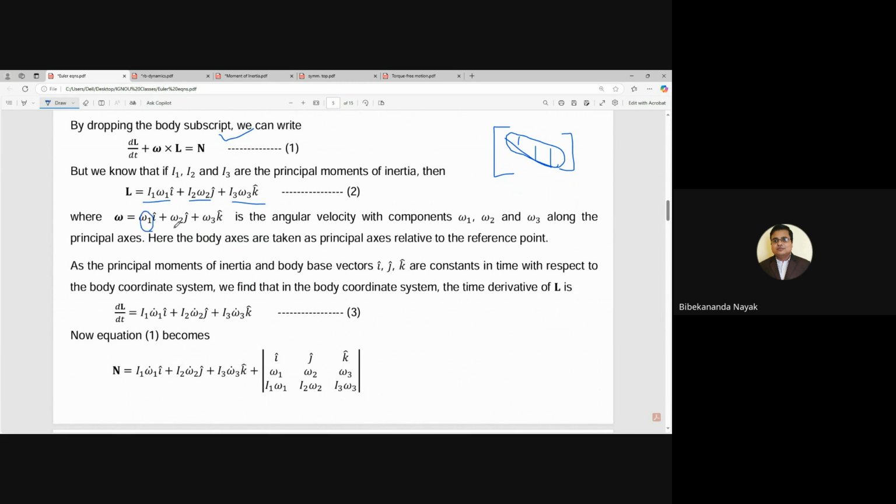The omega1, omega2, omega3 components of angular velocity along the x axis, y axis, z axis may vary, but the principal moments of inertia are fixed. So dL by dt is I1 omega1 dot plus I2 omega2 dot plus I3 omega3 dot. So N is equal to, using the formula, dL by dt plus omega cross L, the cross product.